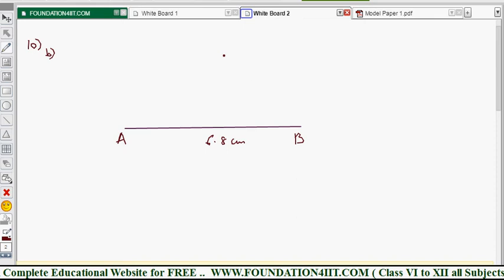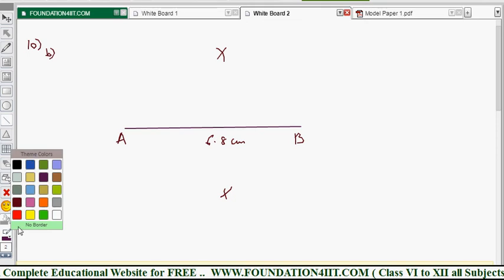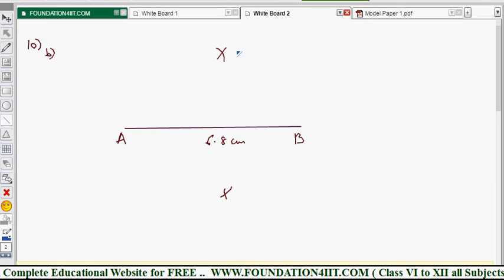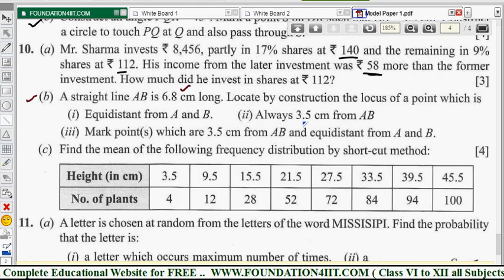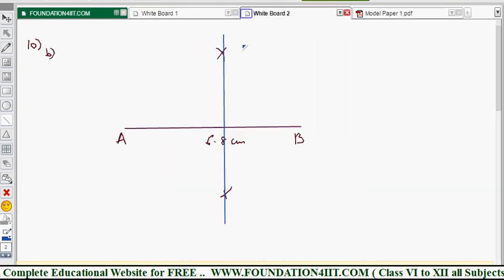Take more than half of AB and draw arcs, and you should bisect this. The original constructions are already done in the same channel, so you can go to that construction video. Separately, if you bisect this, the points are always 3.5 centimeters from AB. So from AB, 3.5 centimeters, you should draw perpendicular lines on both sides.